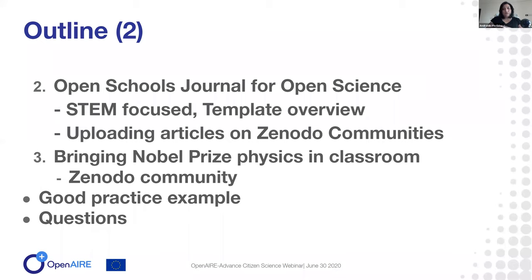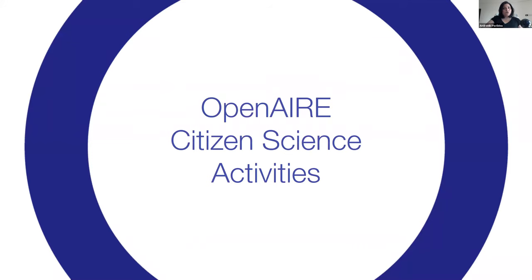And the third activity is about bringing Nobel Prize physics in classroom. So you will see again how something which sounds very difficult and very distant maybe for students, it can really get into classrooms. And then we have a good surprise for you, which is a very good practice example of an article. So I'm not gonna say much more about this. And of course, if you have any questions, we're happy to answer. So we start with the citizen science activities.